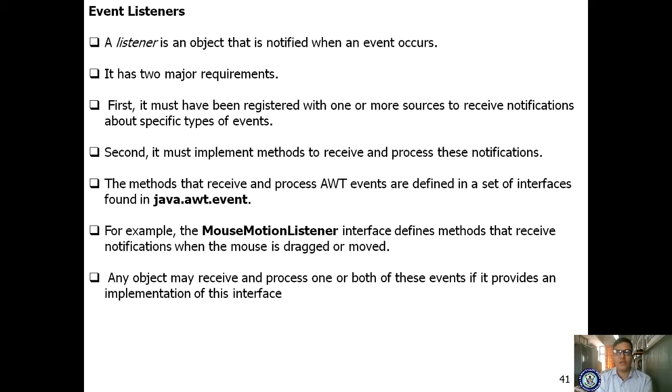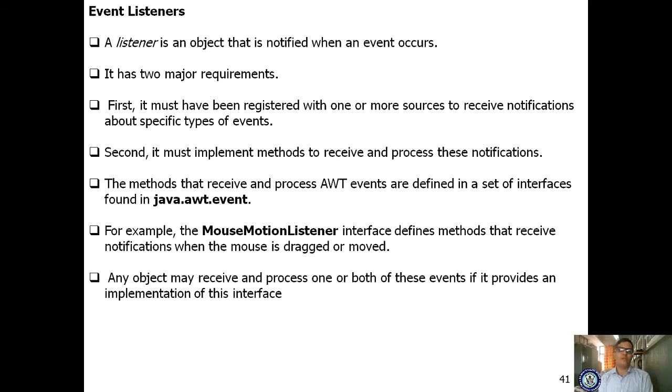For example, you are having a WhatsApp notification, right? If you turn on your data, automatically a notification will come. How does that notification come? You have turned on that notification. That listener is on, then the notification will come. In the same sense, a listener is an object that is notified when an event occurs. So when an event has occurred, it notifies.